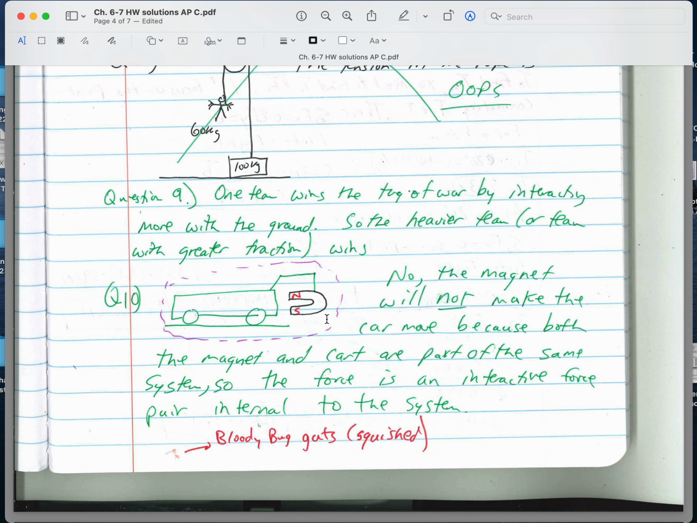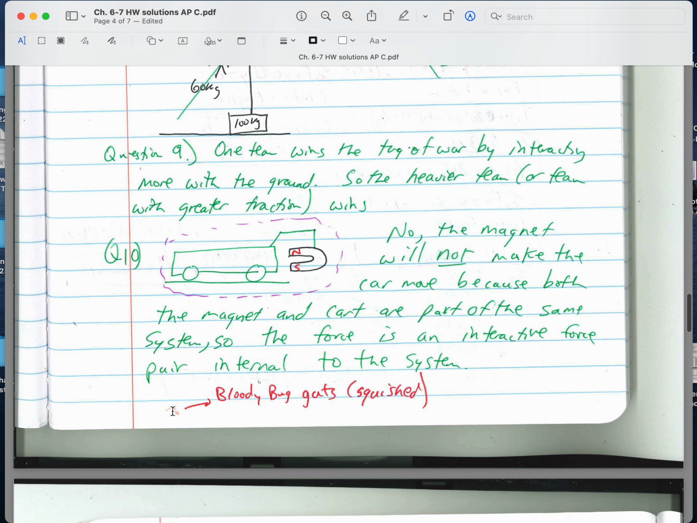So for question 9, it's talking about a tug-of-war, and basically the team that wins is the team that gets better traction with the ground or has more normal force with the ground. This is kind of a goofy question. So basically it shows a magnet being attracted to a cart. That's a metal cart. The magnet will not make the cart move because both of the magnet and the cart are part of the same system, and so the forces are internal.